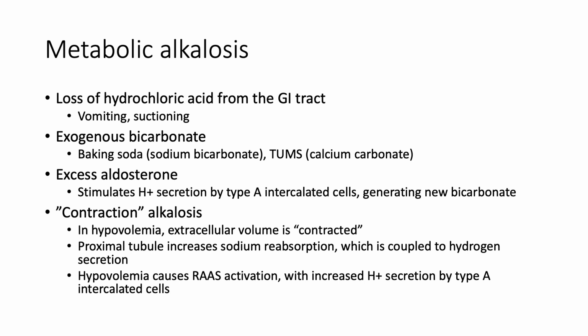And so you can see this contraction alkalosis in anyone who is hypovolemic, but the classic causes are going to be someone who's been taking a diuretic. So loop diuretics and thiazide diuretics can both cause a contraction alkalosis. And there are some other conditions like Bartter's and Gitelman syndrome, where they have a mutation in the NKCC2 for Bartter's and the NCC transporter for Gitelman syndrome, and that will lead to them developing a contraction alkalosis.